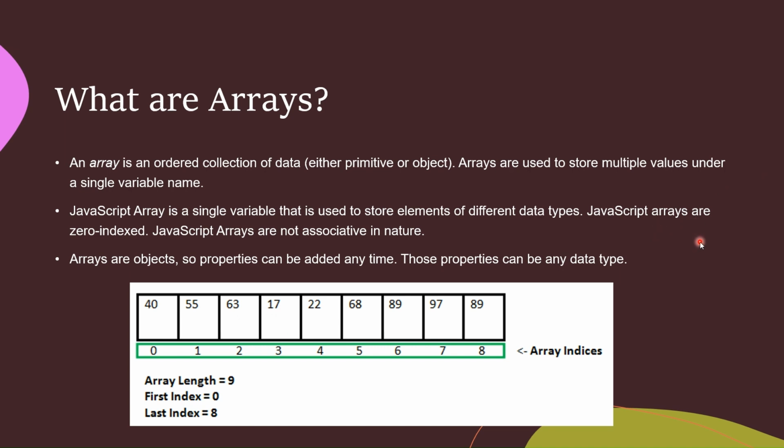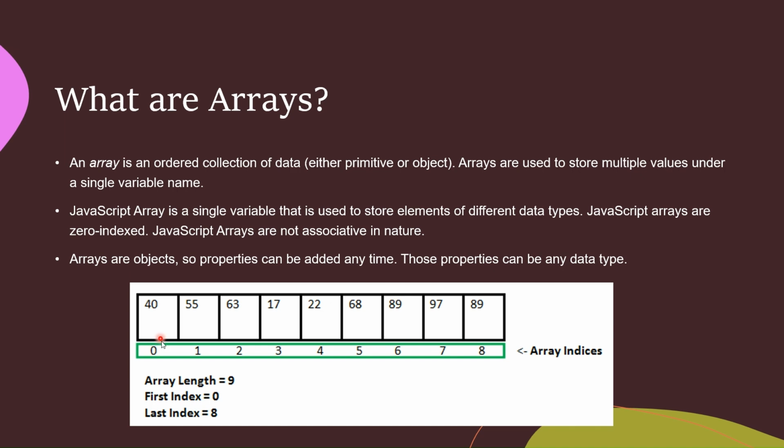JavaScript arrays are zero indexed. That means they start from zero. JavaScript arrays are not associative in nature. Again, what we said: when you have an int as the first element, it doesn't mean the second one will be an int too. You can put any data type. Arrays are objects, so properties can be added anytime. Those properties can be any data type.